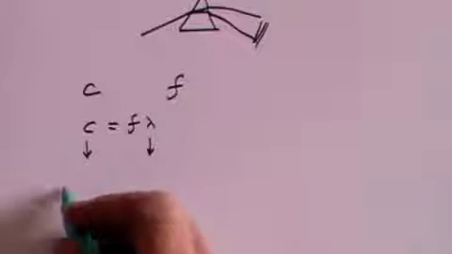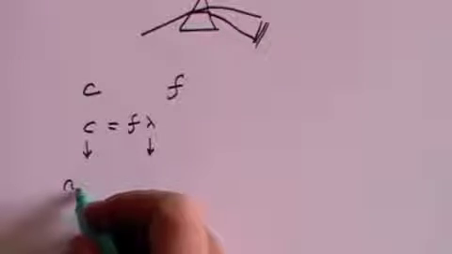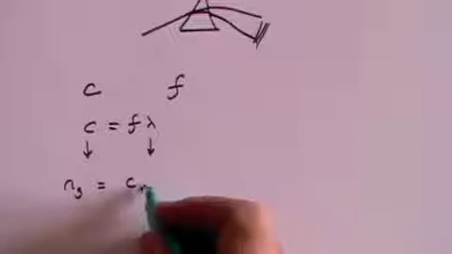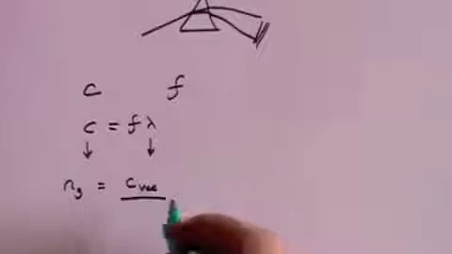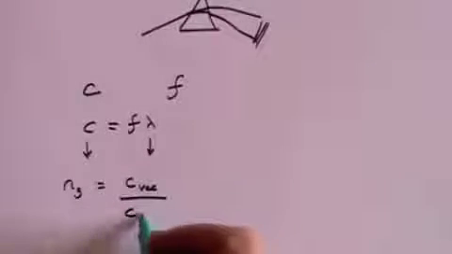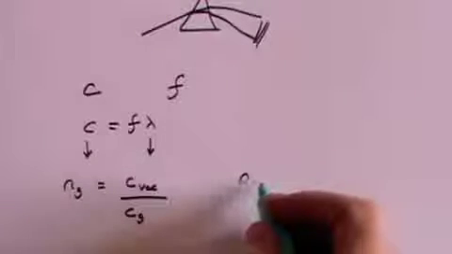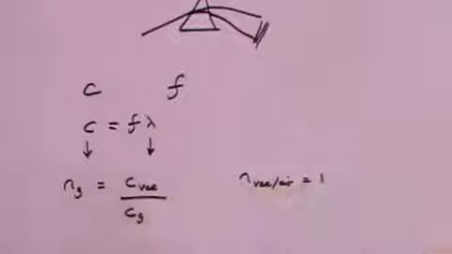And we define the refractive index for a particular medium, let's call it glass, as equal to the speed of light in a vacuum, which is pretty much the same as the speed of light in air, divided by the speed of light in glass. That is the definition of the refractive index. And the refractive index for a vacuum or air is 1.